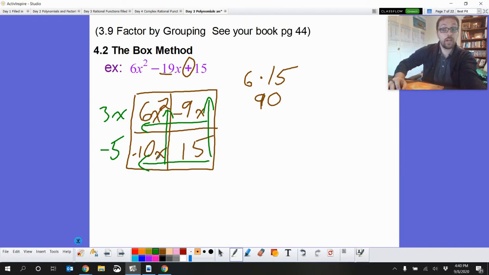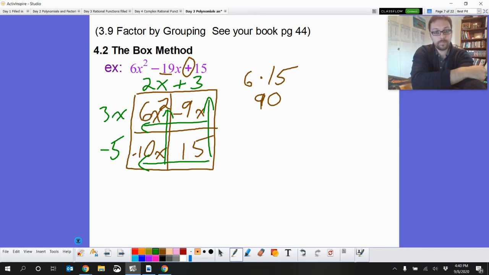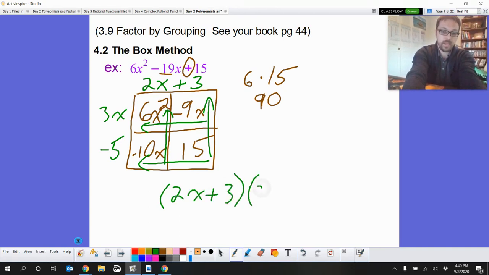If we go this way, our GCF is 2x. And if we go this way, it is 3. Based on this, we can complete our factor as 2x plus 3 and 3x minus 5.